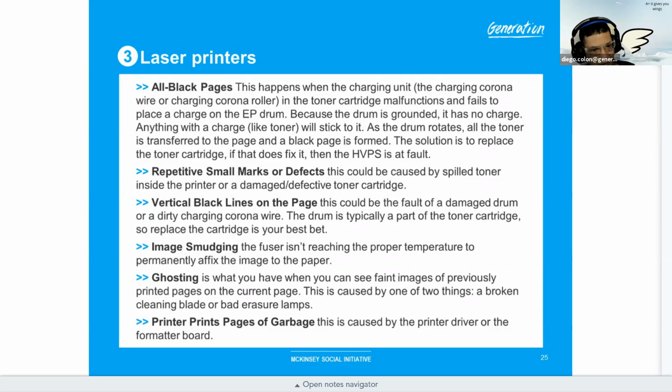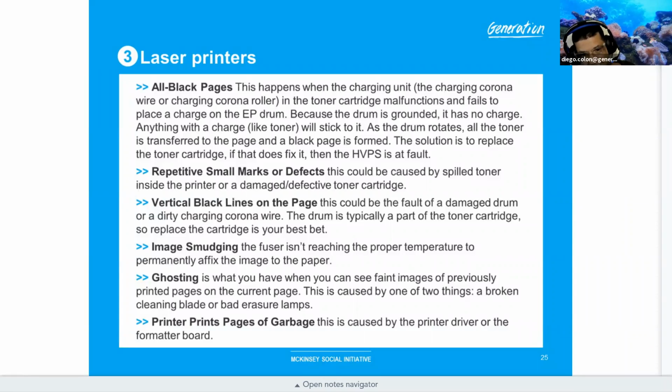Ghosting is what you have when you see a faint image of the previous page, not my page, but the previous page. This is obviously caused by one of two things. Either the actual cleaning blade is unable to clean it, or the actual lamps are not able to finish the job. Either way, a lot of the time this is all in one housing. You could just replace the cartridge and you're good to go.